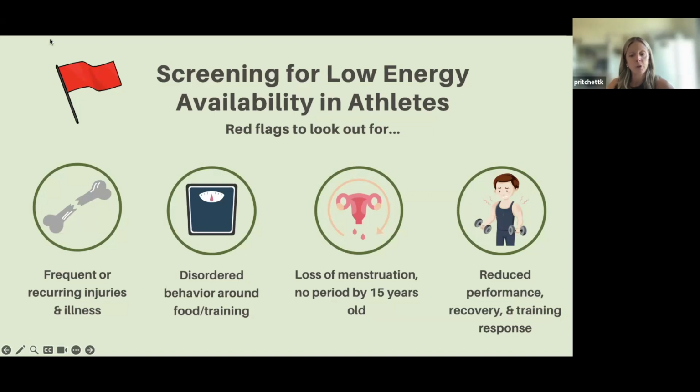And then also reduced performance. If you have an athlete who's just not seeing the training response, they're not adapting to the training, you have to start asking questions. Is my athlete consuming enough energy? Are they getting adequate energy availability?